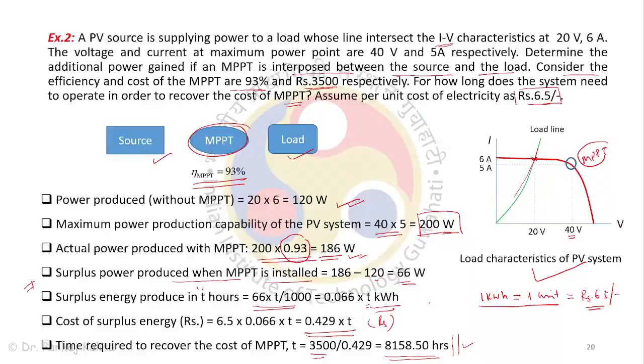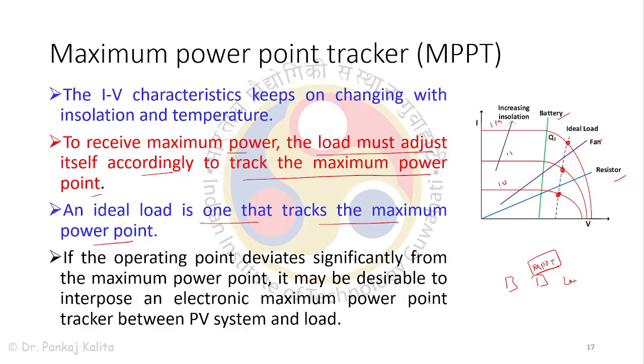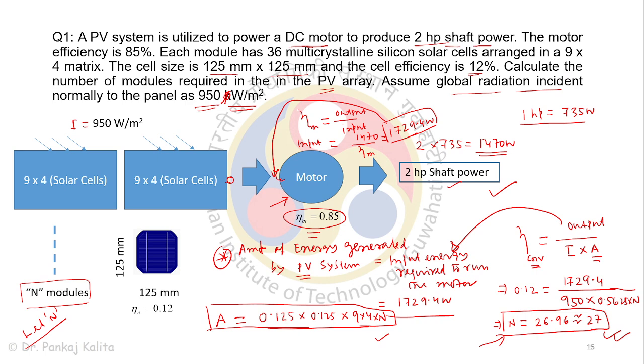So we have a few minutes left, so I'll quickly explain this. A PV system utilizes a DC motor to produce 2 horsepower shaft power. Motor efficiency is 85%. Each module has 36 crystalline silicon cells arranged in a 9 cross 4 matrix. Each cell size is given, cell efficiency is given. Calculate the number of modules required in the PV array. Assume the global irradiance as 950 watt per meter square.